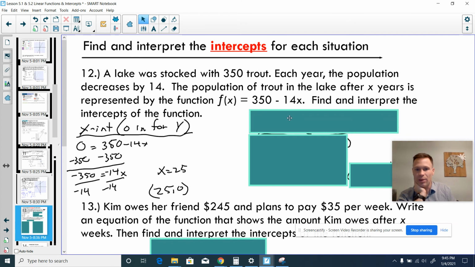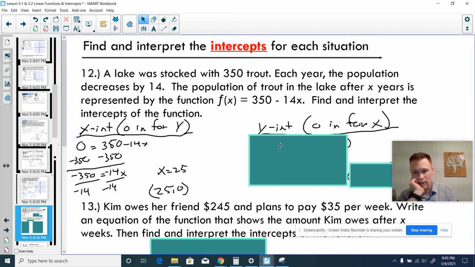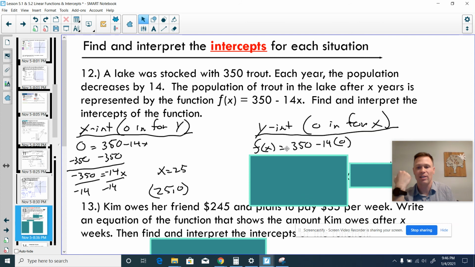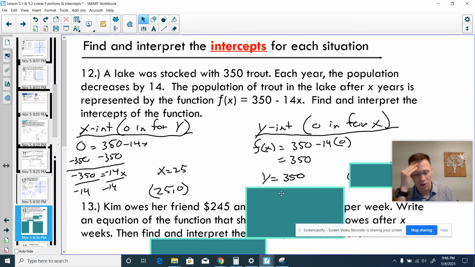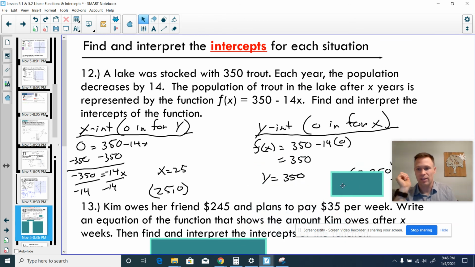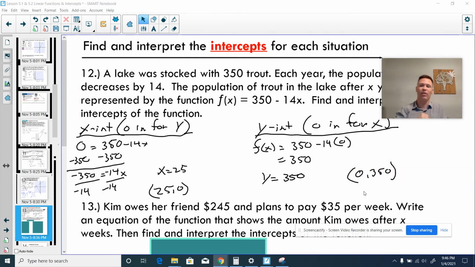Then for the y-intercept for this one, I have to substitute in 0 for x. So 0 is going to go in for the x value right here. So f of x is equal to 350 minus 14 times 0. Well, 14 times 0 is just 0, so I'm left with 350, which means y is equal to 350. That's not the coordinate point. Remember, I have to write it that way. So (0, 350) is my coordinate point.